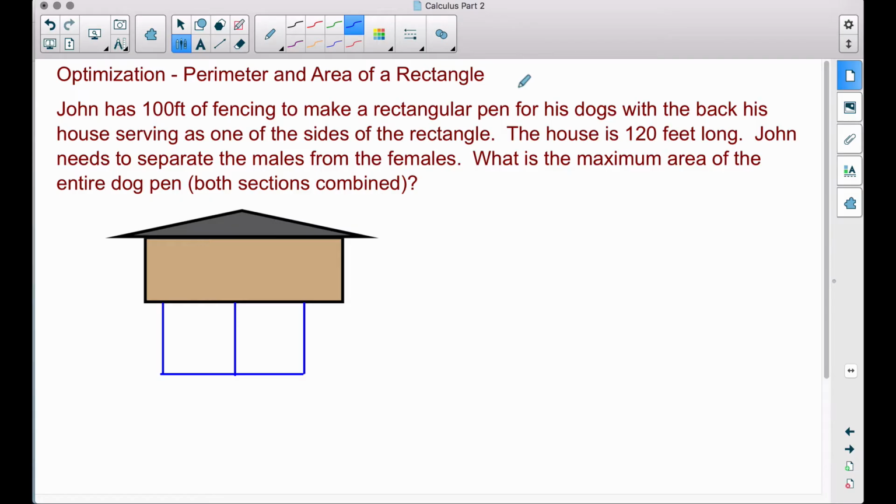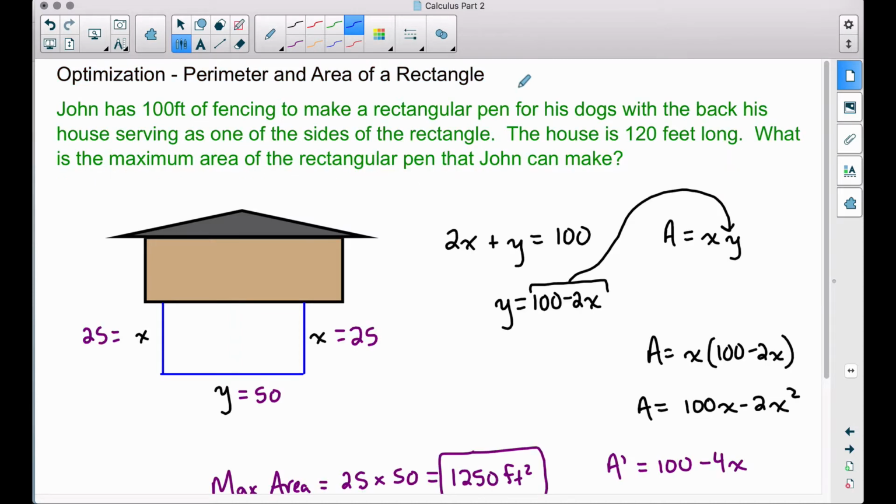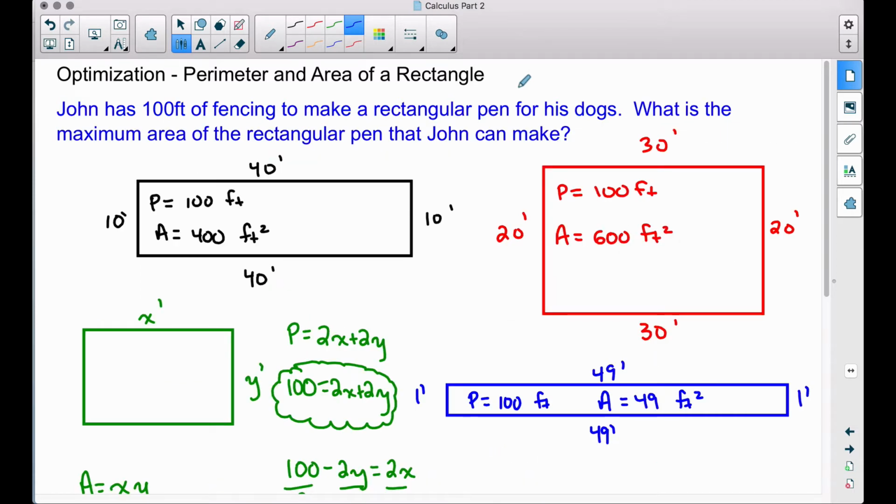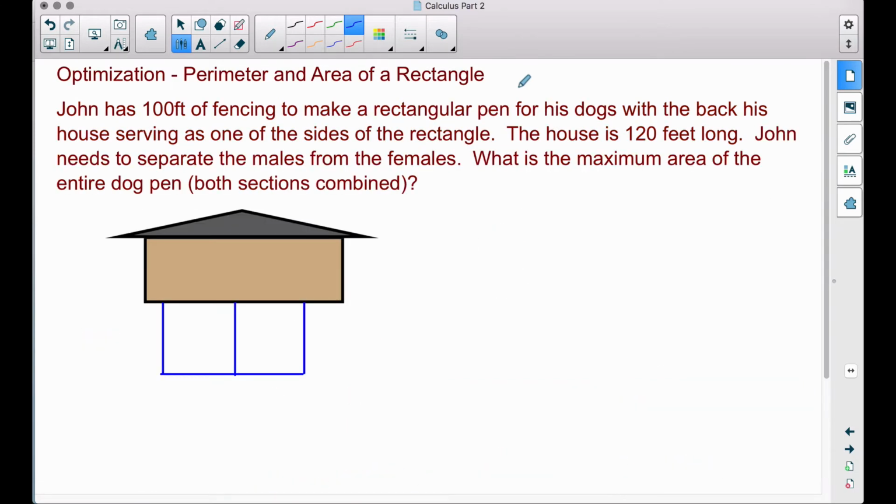In this video, we're going to look at a third example involving perimeter and area of a rectangle with optimization. We have seen two other examples about John and 100 feet of fencing. We've done this example here and then this one back here. Here's the new part for this problem.